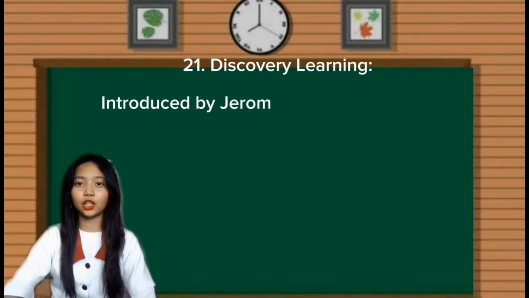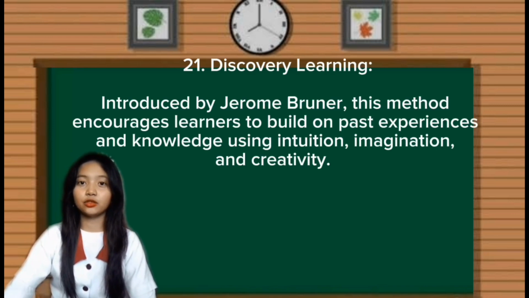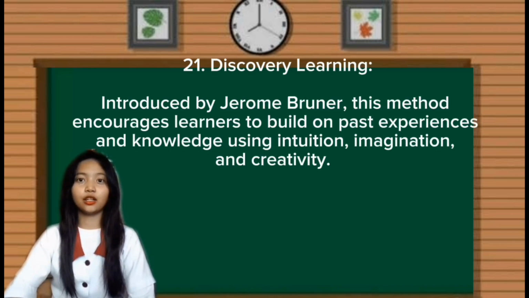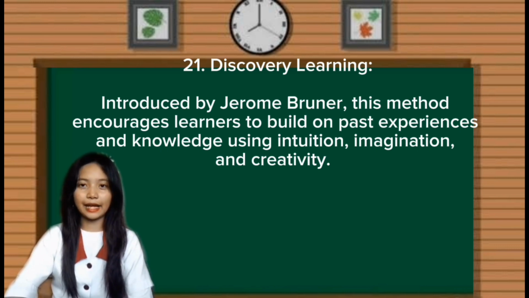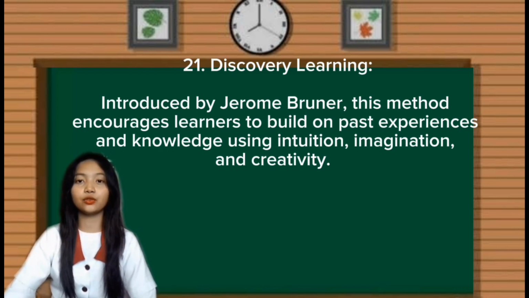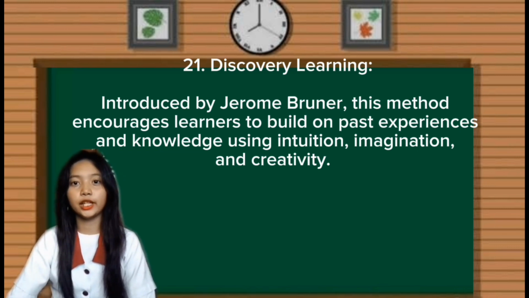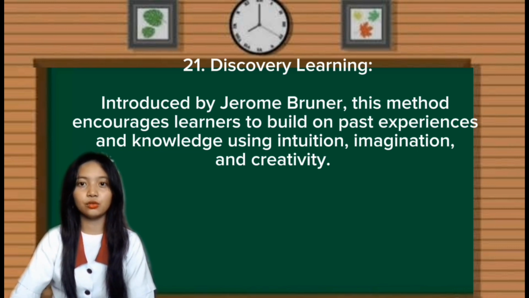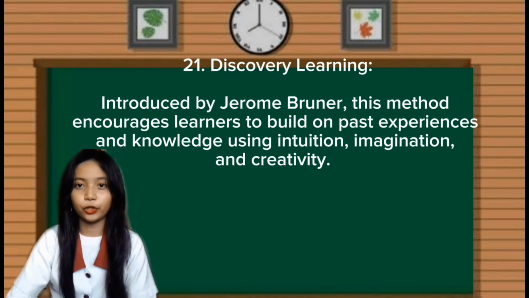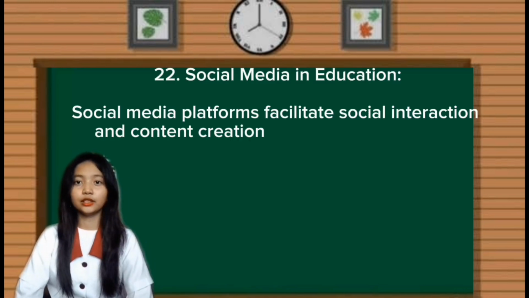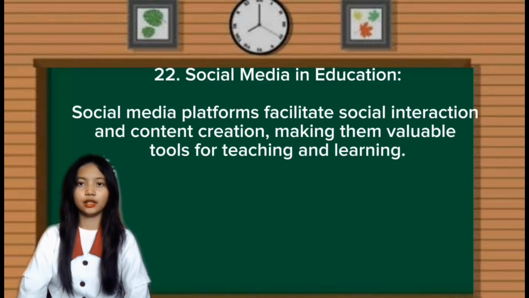Number 21, discovery learning. Introduced by Jerome Bruner, this method encourages learners to build on past experiences and knowledge using intuition, imagination, and creativity. It promotes the discovery of facts, correlations, and new truths. For example, students exploring the properties of magnets through hands-on experimentation, observing patterns, and formulating their own conclusions about magnetic forces.